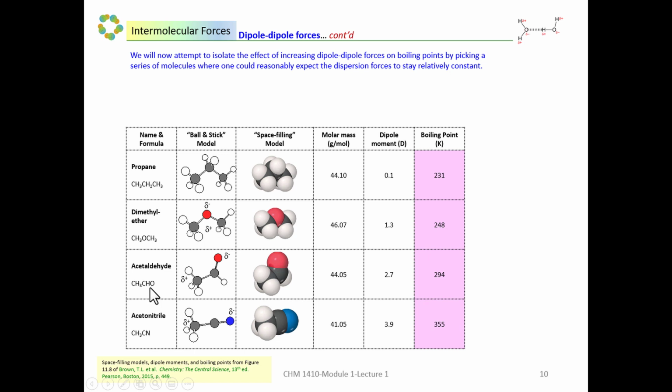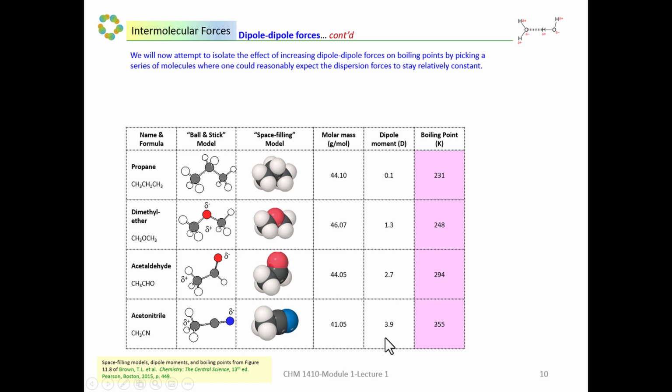Acetaldehyde has a different structure again. Here's the space-filling model, and it has an even larger dipole moment, and then acetonitrile containing the nitrogen. Quite a polar molecule. Here's a space-filling model, and at least relative to some of these other numbers, a fairly high dipole moment of 3.9. So we say that the dipole-dipole forces are increasing, going from propane to dimethyl ether to acetaldehyde to acetonitrile as measured by the dipole moments.